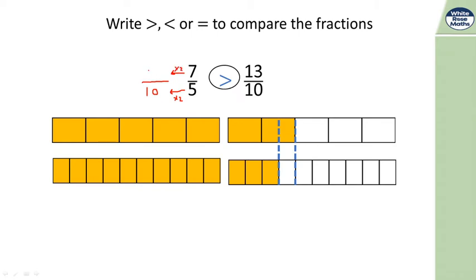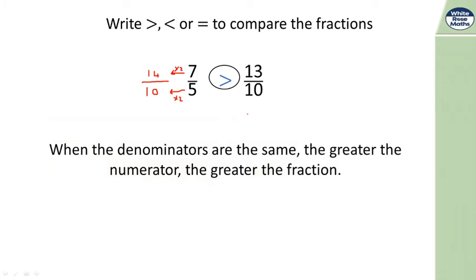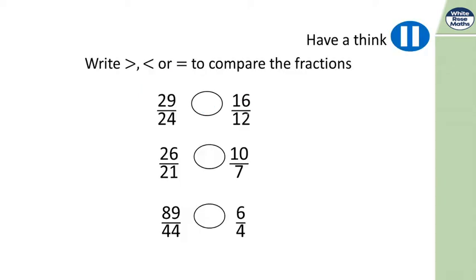So 7 times 2 is 14. So 14/10, which is what this is worth, has to be bigger than 13/10. So there's different ways of showing that. When the denominators are the same, the greater the numerator, the greater the fraction. Always going to write over it, isn't it? Here we go, 14/10. Keep writing exactly the same place.